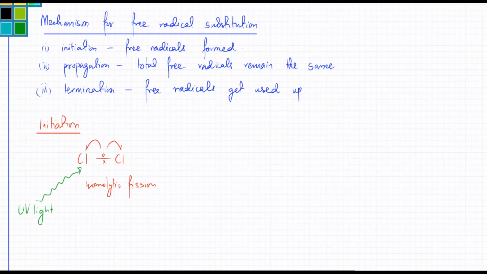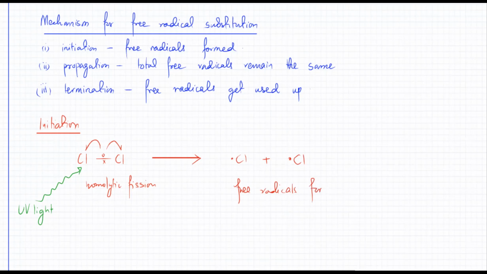The bond is going to break and 2 free radicals are produced. Both of them have unpaired electrons. So free radicals are formed. That's the very first step.